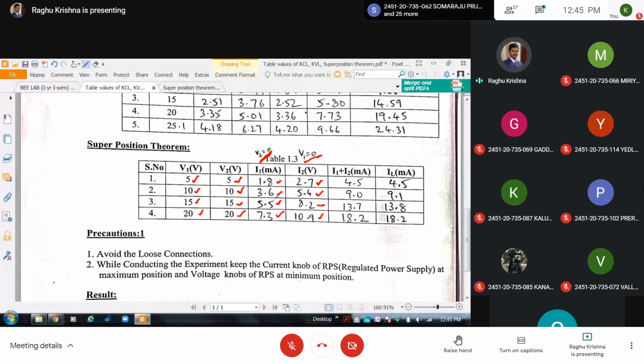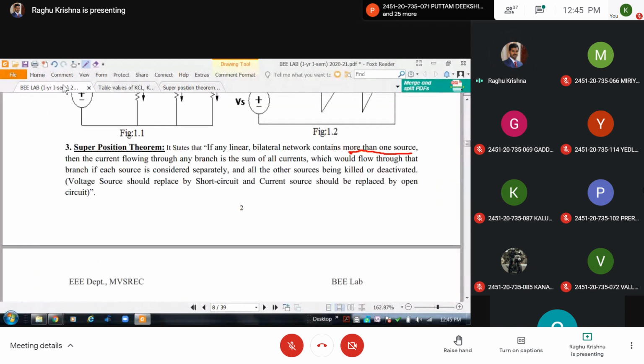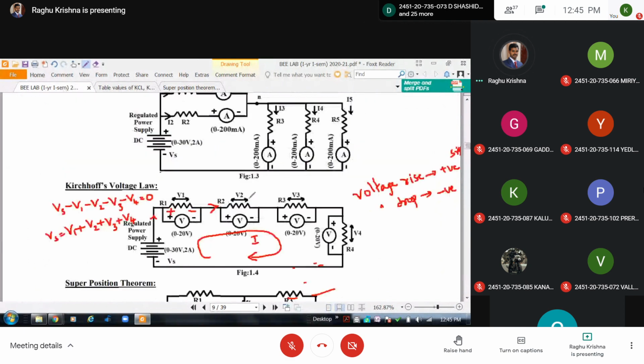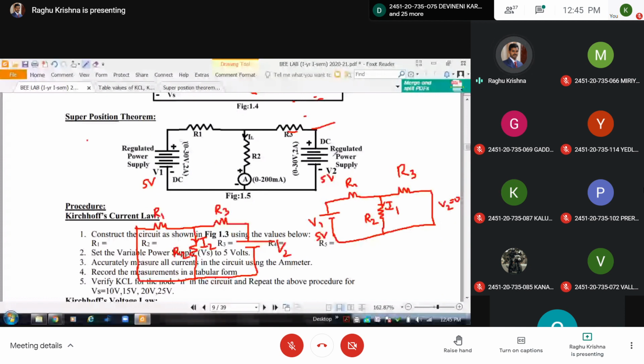Next, I am going to add I1 and I2, so I am going to get these values. After getting these values of I1 and I2, next I am going to connect the circuit exactly like this, with V1 equal to 5 volts and V2 equal to 5 volts. Then I am going to get these values.